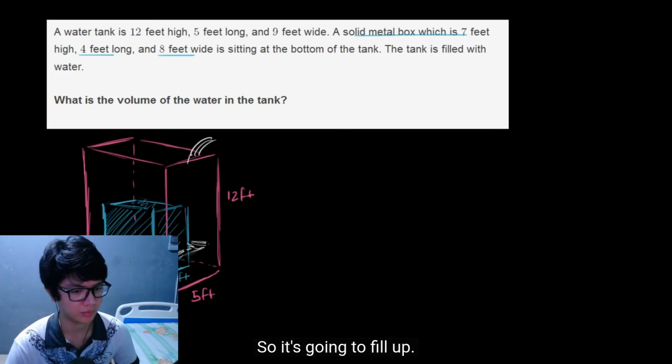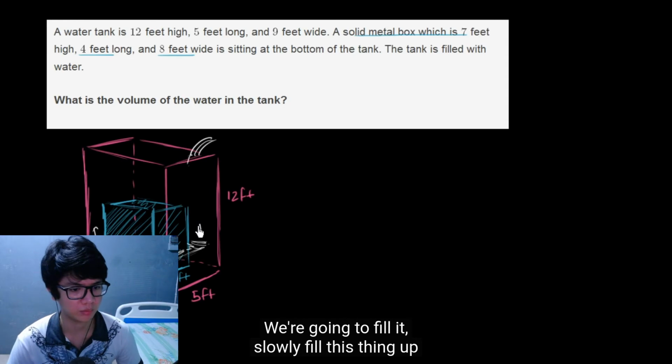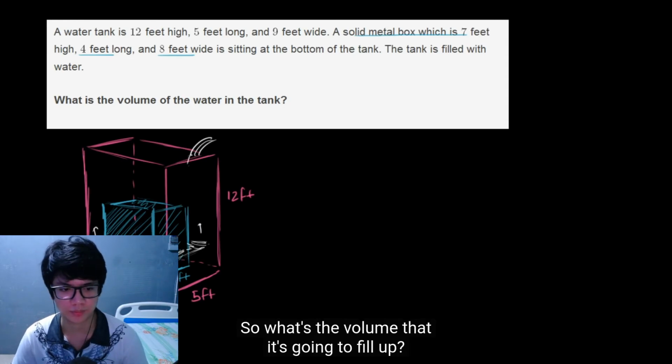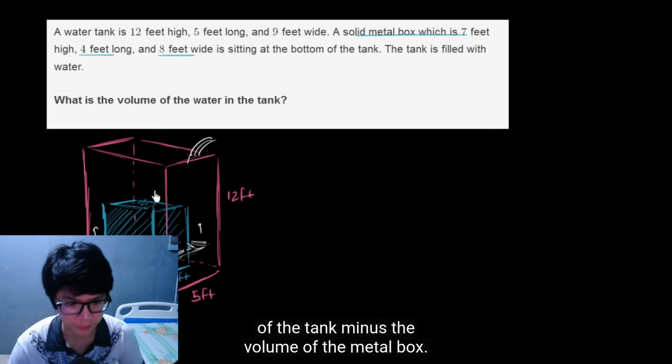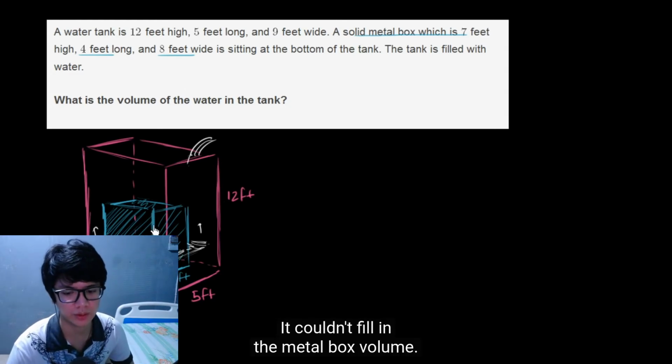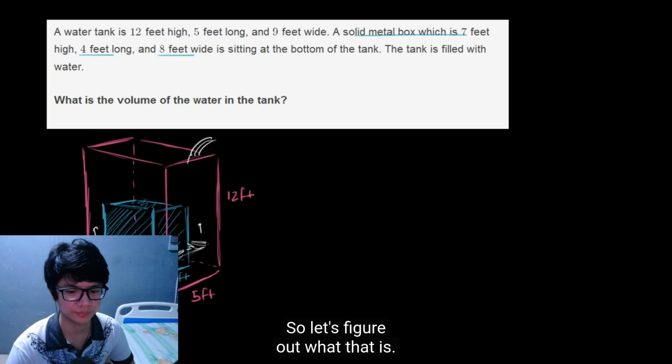So it's going to fill up. We're going to slowly fill this thing up around the metal box. So what's the volume that it's going to fill up? Well, it's going to fill up the volume of the tank minus the volume of the metal box. It couldn't fill in the metal box volume. So let's figure out what that is.